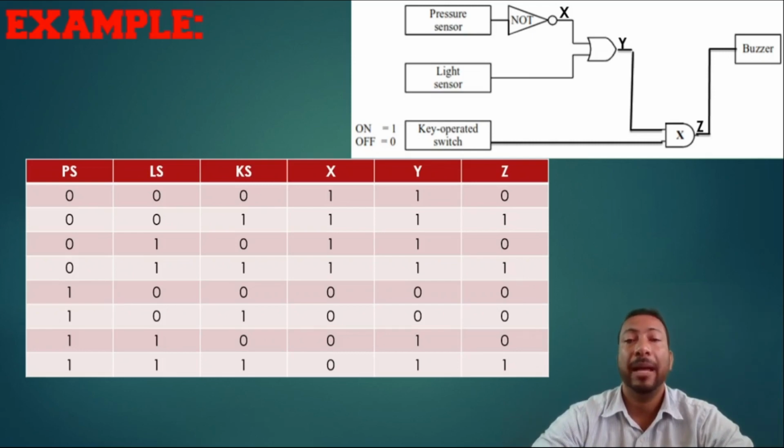So our X, its input is the pressure sensor. It is operated by a NOT logic gate, so it's going to be the opposite of whatever the pressure sensor is. So X, instead of being 4 zeros, 4 ones, is going to be 4 ones, 4 zeros.